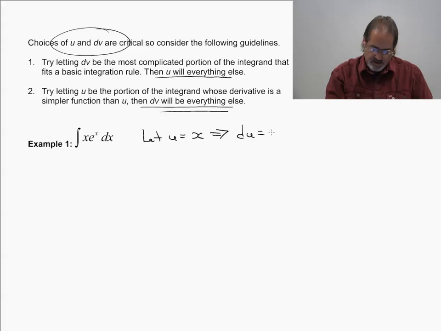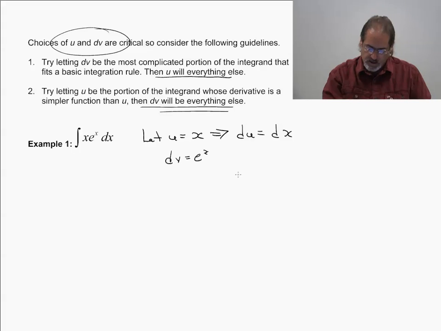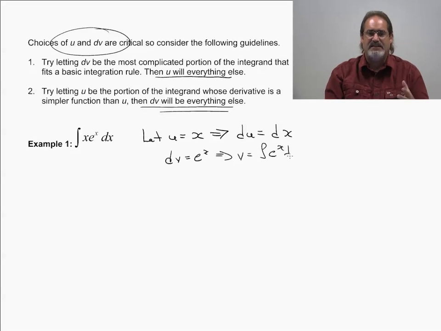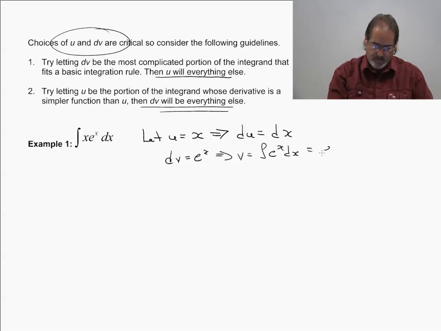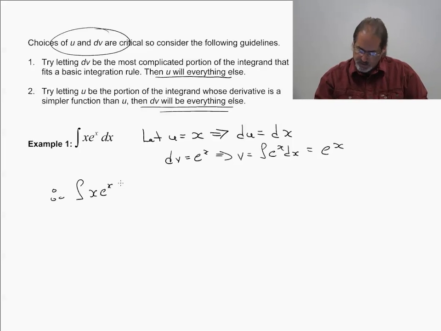That would mean that dv must be e to the x, which means that v equals the integral of e to the x dx, which is simply e to the x. Now I have all the pieces I need to put this together. Therefore, the integral of x e to the x dx is actually equal to, I'm going to write this down for you. How about right here?